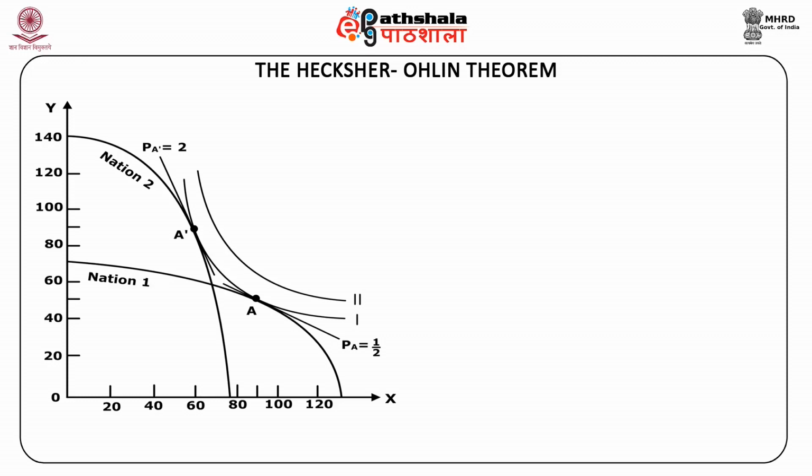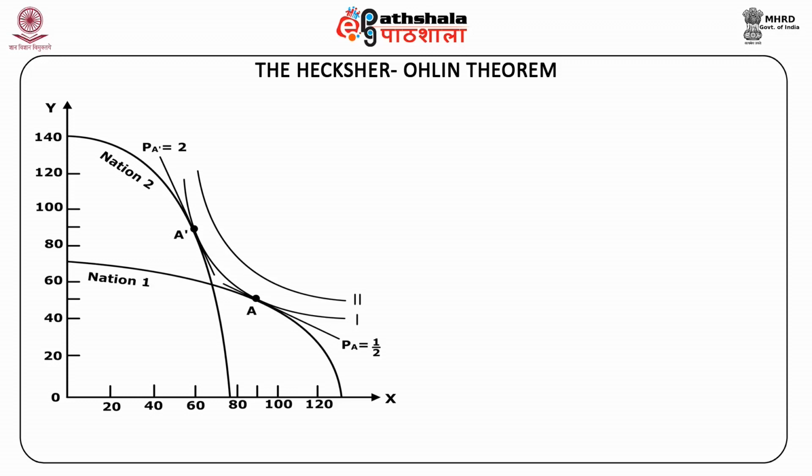This is the autarky, that is, the no trade equilibrium, where the production and consumption points are the same for both the nations. The price line for both nations is given by price of commodity X divided by price of commodity Y in nation 2, and price of Y divided by price of commodity X in nation 1.